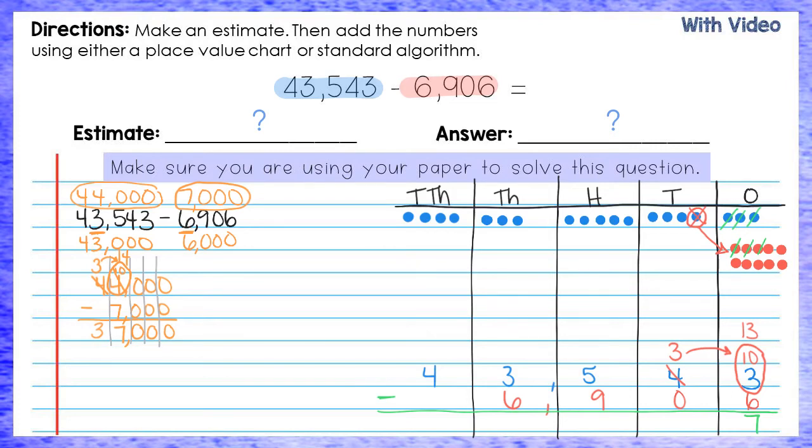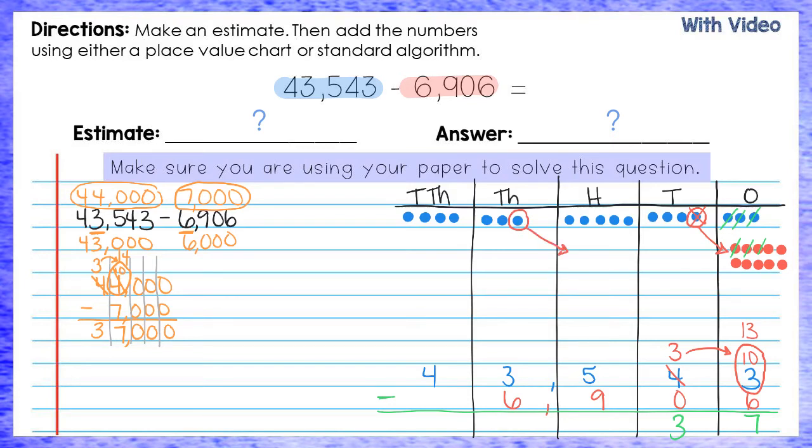Now we have 3 tens. Can we take away 0? Sure, we're not crossing out any. So we still have 3. Then we move to our hundreds. We have 5 hundreds. Can we take away 9? No, we cannot cross out 9 because we don't have 9. So we need to regroup from the thousands.